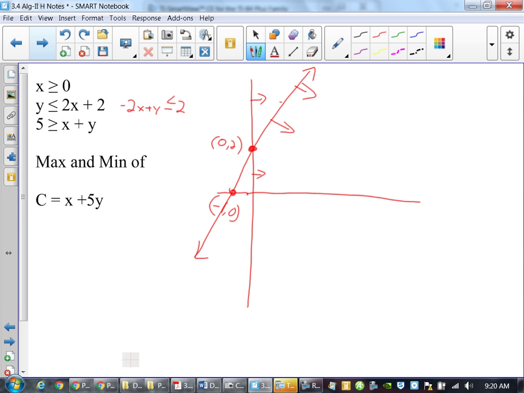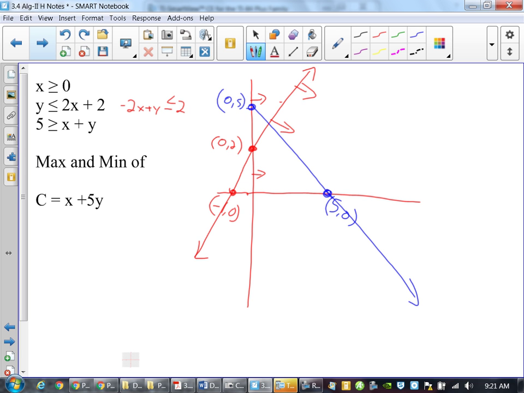What's your x and y intercept when it's x plus y equals 5? 5. They're both at 5. So one here at 5, and then one here at 0, 5. That's what comes through this way too.